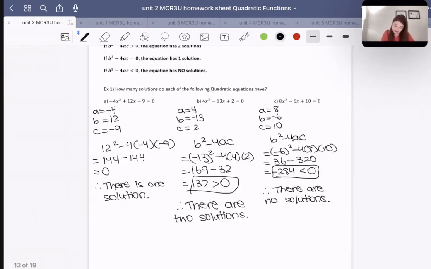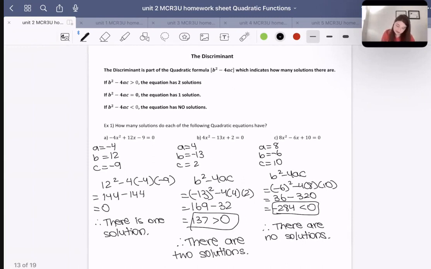All right, so that's just some of the basics of the discriminant. This rule right here is very important. I strongly suggest writing this down and keeping it for your reference, because whenever you're asked how many solutions are there, or even a question like, are there two solutions, yes or no? Is there one solution? Are there no solutions? This comes in handy to figure that out fairly quickly.